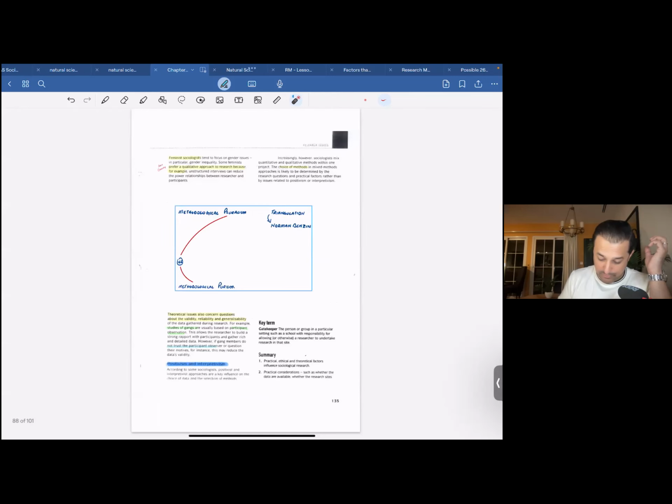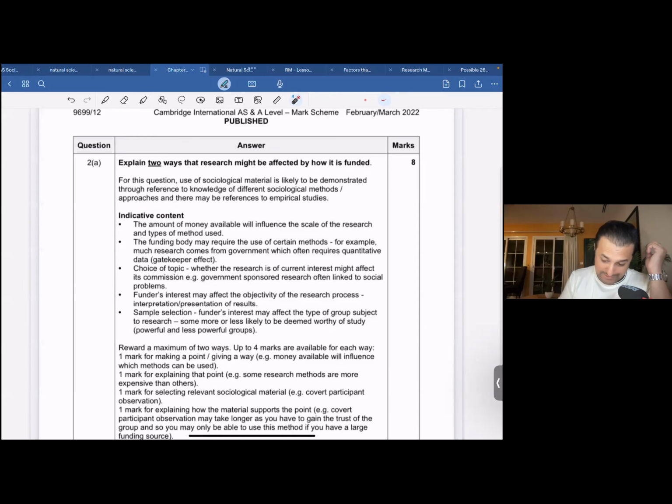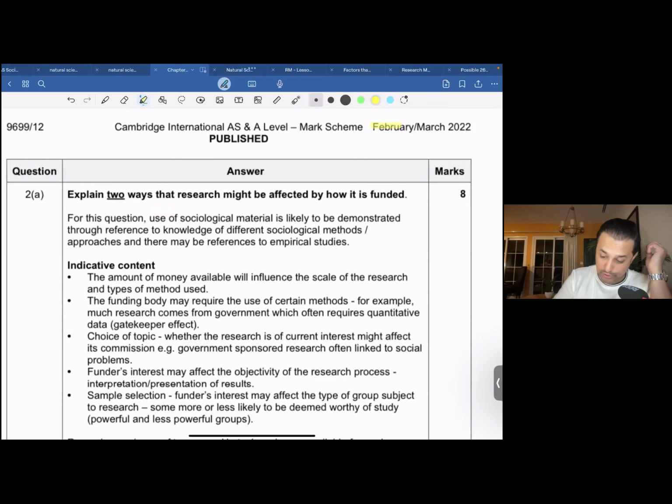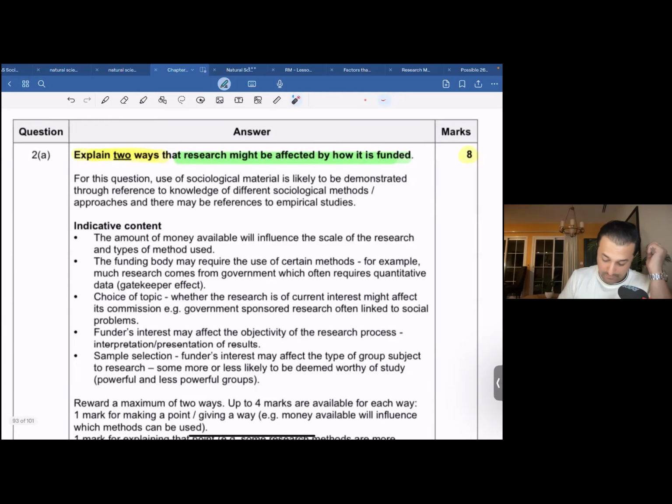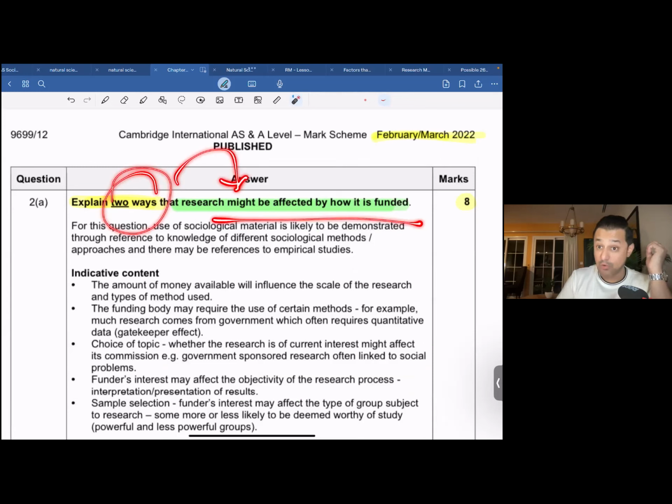So yeah, this particular topic has been a popular topic when it comes to questions. When it comes to 8 marker questions, we have another 8 mark question that we had in February and March 2022. It says, explain 2 ways the research might be affected by how it is funded. Again, the same method of attempting an 8 mark question. Now, the question is, explain 2 ways that research might be affected by how it is funded.